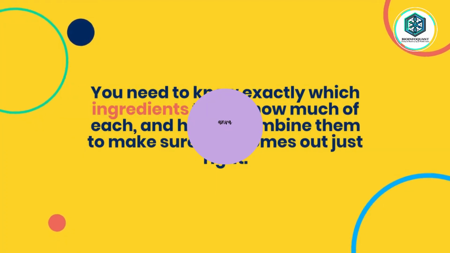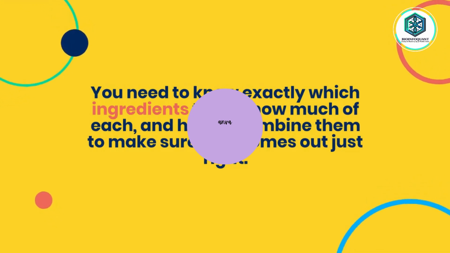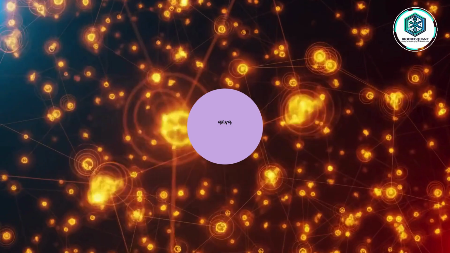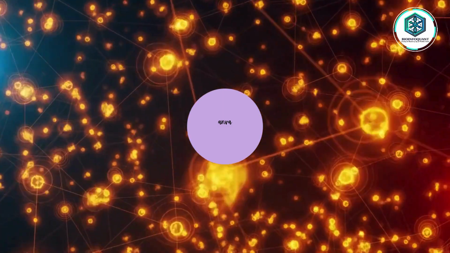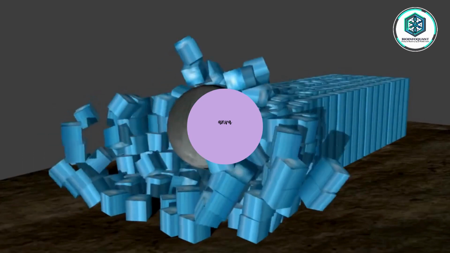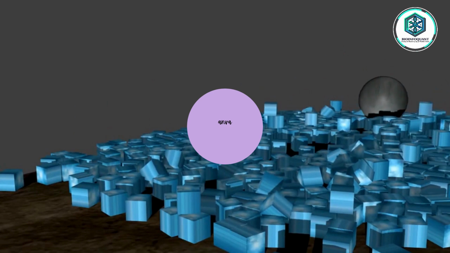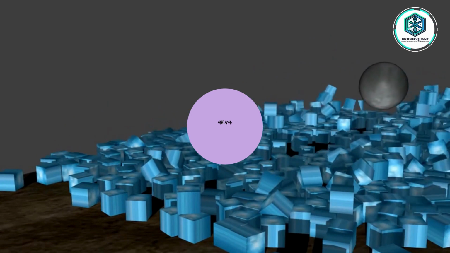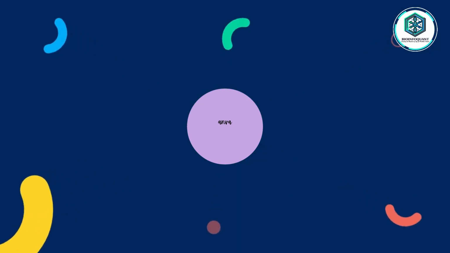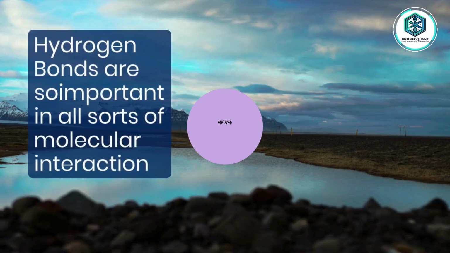You know, it's kind of like trying to come up with the perfect recipe for some really complicated dish, right? That's a good analogy. You need to know exactly which ingredients to use, how much of each, and how to combine them to make sure it all comes out just right. Yeah, and if you get even one thing wrong, the whole thing can be a disaster. Exactly. And speaking of recipes, something you mentioned earlier that really stuck with me was this idea that sometimes scientists actually make hydrogen bonds disappear in their simulations.